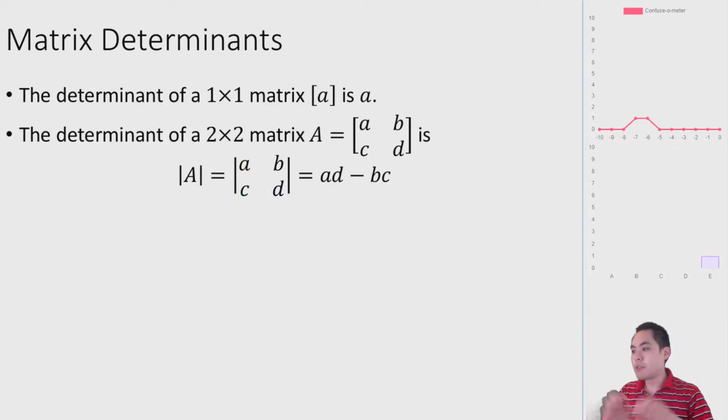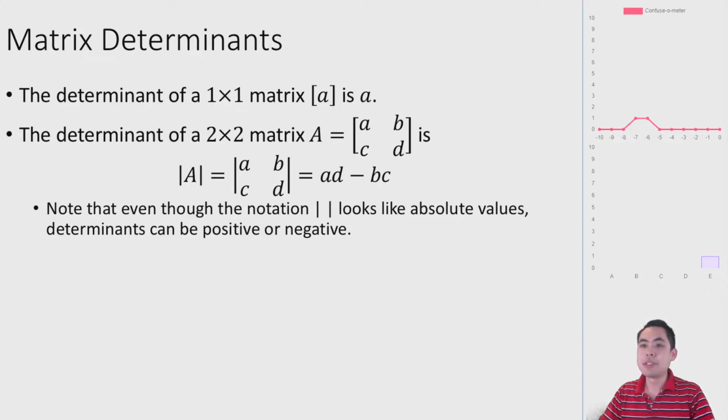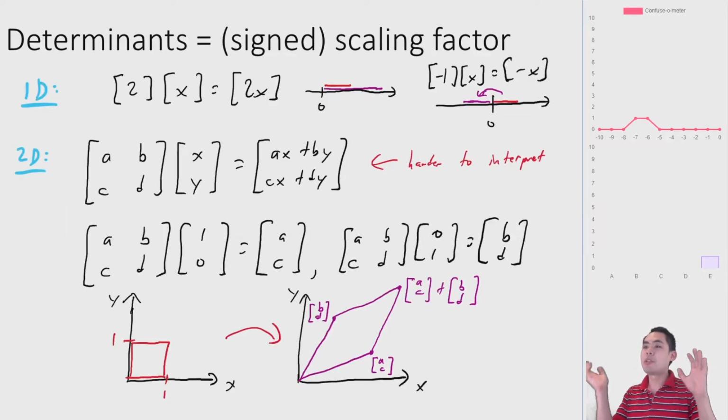Of course, you should remember that even though this notation looks like absolute values, determinants can be positive or negative. And so you can have a negative determinant, and if you think about determinants as some sort of scaling behavior, this corresponds to flipping whatever object, flipping a unit square, or flipping a unit line. In some ways, the determinant is the signed scaling factor of the area or the volume or the length, depending on whether you're in 1D, 2D, or 3D. Length for 1D, area for 2D, and volume for 3D. And of course, the negative sign means a flip somehow.